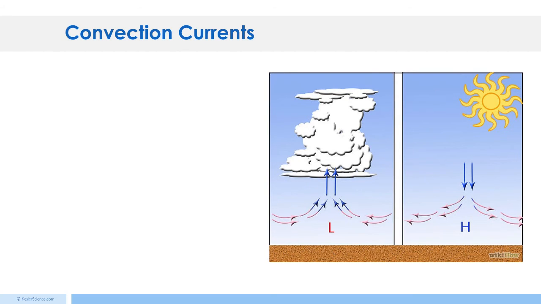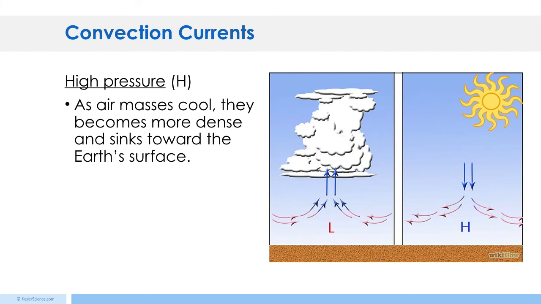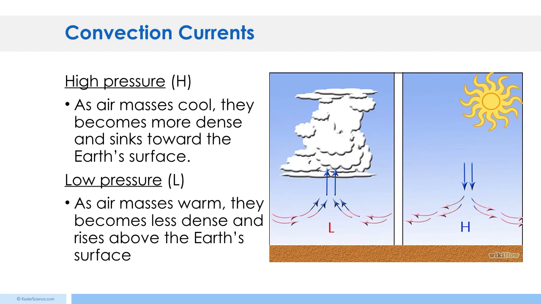All right, now when we were talking about air masses, we talked a great deal about high and low pressure systems. So if you remember, a high pressure system has the cool air masses, they become more dense and they sink towards the earth. Low pressure, as the air masses warm, they become less dense and rise above the earth.